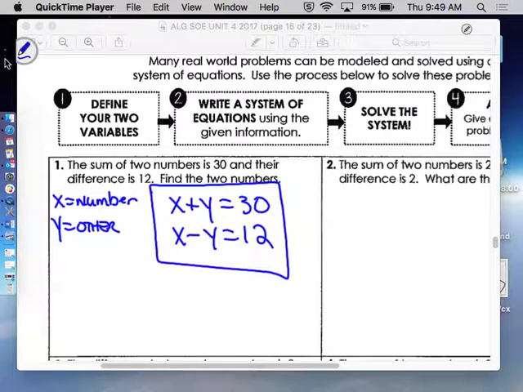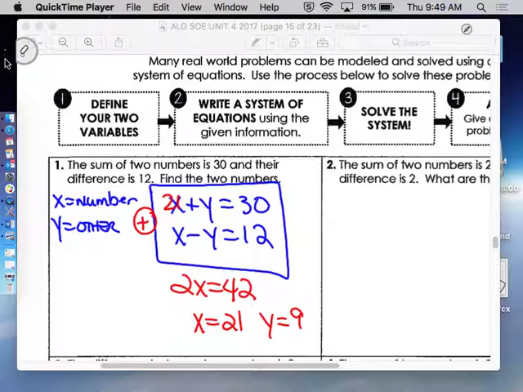This now becomes my system for solving, and I can see that this is set up very easily for elimination because positive and negative y will sum to 0. So I have 2x equaling 42, x is 21, and then go back to either original equation. If x is 21, then that implies that y is 9. So the two numbers would be 21 and 9. Let's look at a different problem from this set.